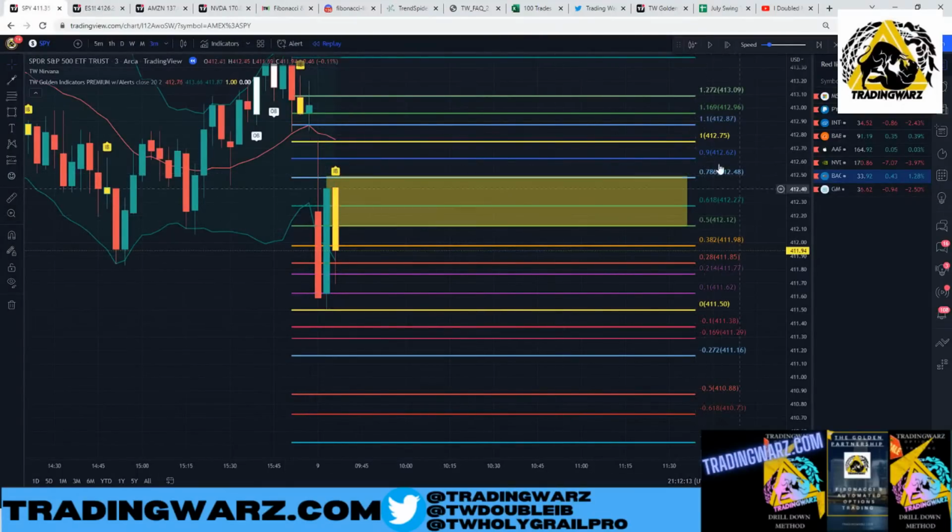All of this golden zone here is where we want to go short because what it's allowing us to do is to get a discount on the puts. We don't want to chase it. We want to let it come back to us. So the 78.6 is saying potentially at 412.48, there could be a short seller, an algorithm there.